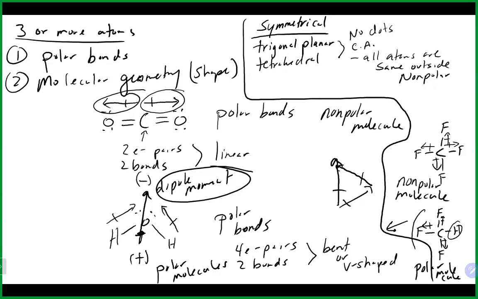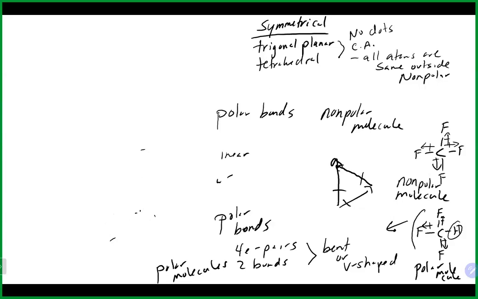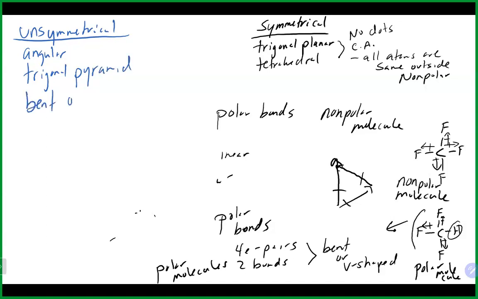That leaves us unsymmetrical geometries, and unsymmetrical geometries are ones where we do have dots on the central atom. So let's get rid of some of this here. For you guys, in terms of unsymmetrical geometries, you've got a few: your angular, your trigonal pyramid, your bent or V-shaped. What all these have in common is that the central atom is going to have some dots on it, or non-bonding electrons. And if you have this geometry and everything is the same on the outside atoms, you will get a polar molecule.